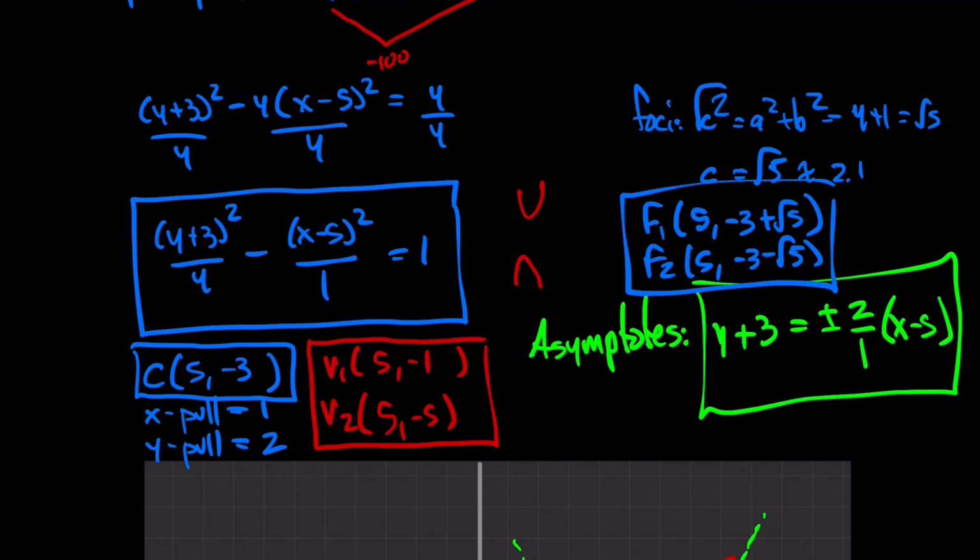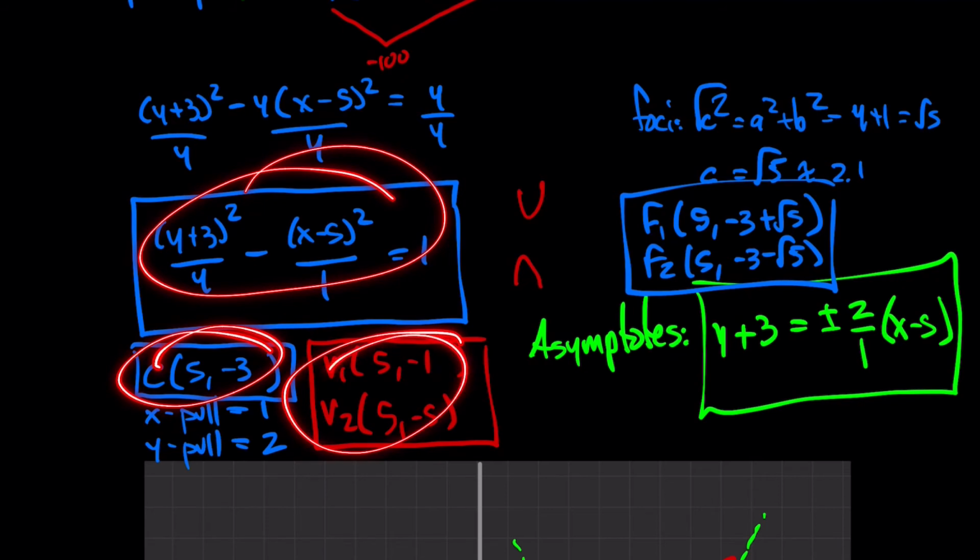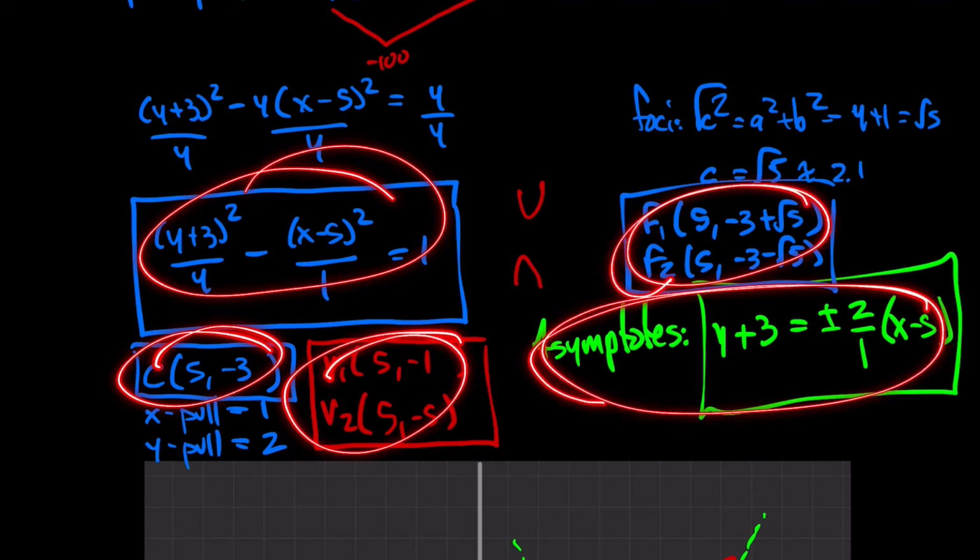That's all the critical information you need for a hyperbola. Standard form, the center, coordinates of the vertices, coordinates of the foci, and the asymptotes. Okay, so on the exam, you need to know to include all of that information.